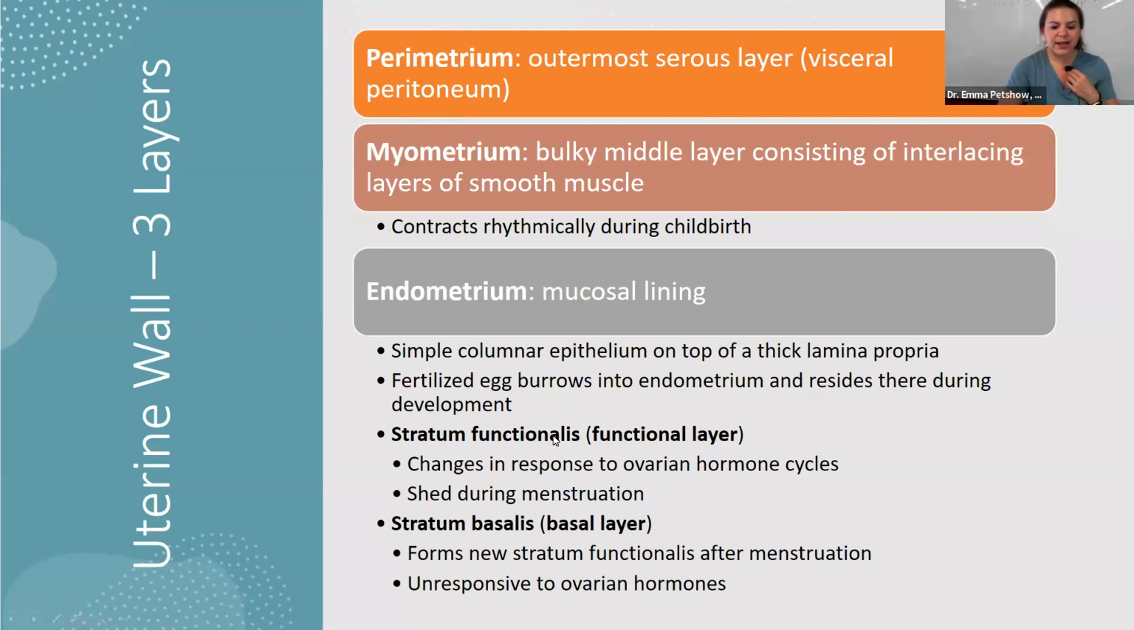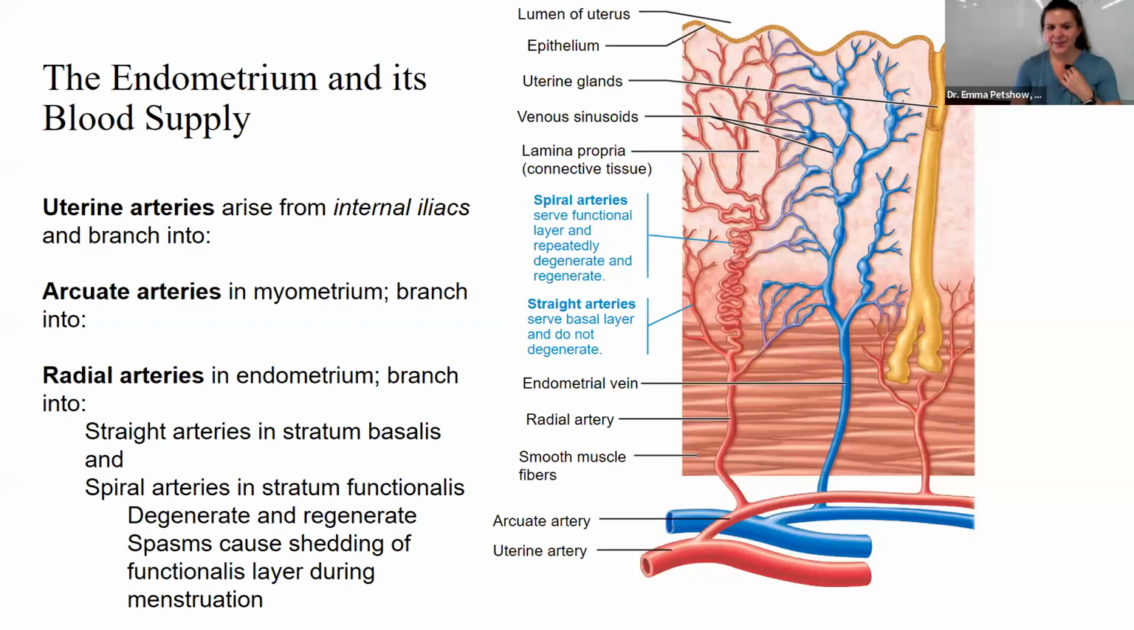The stratum functionalis, the functional layer, has changes in response to ovarian hormone cycles. So it will change according to what the ovaries are secreting. This is what you shed during menstruation. The stratum basalis is the basal layer. This is where you can form a new stratum functionalis. These are like the stem cells. It does not get shed. It does not respond to ovarian hormones. That's why your full endometrium doesn't shed every time you menstruate. You have a piece left there.